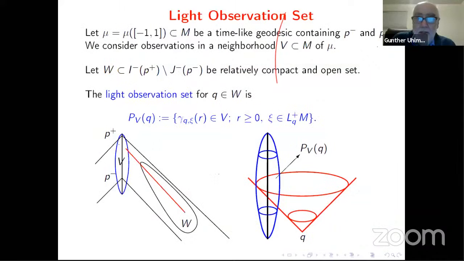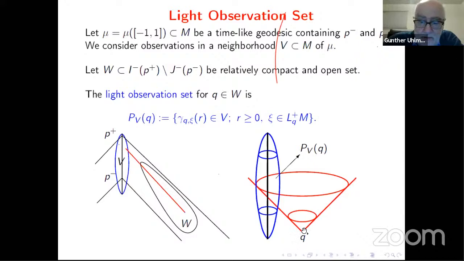Okay, now we are ready to define the measurements that we are proposing. These are the wavefronts of light. So again, you take mu to be a time-like geodesic. This is the world line of an object, ourselves traveling in time. And you take a neighborhood of it, and that's where the observations are going to be made, for instance astronomical measurements, and so on. And you take a set here that is in the interior of the cone starting at the point p plus. This is assumed to be relatively compact. So this is a set W that you want to image, and sources of light will be coming from W.